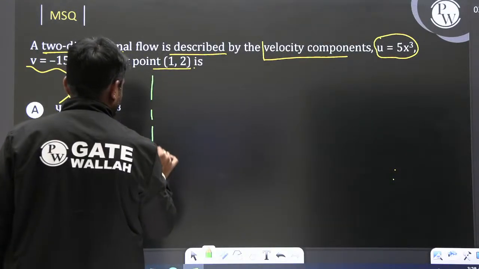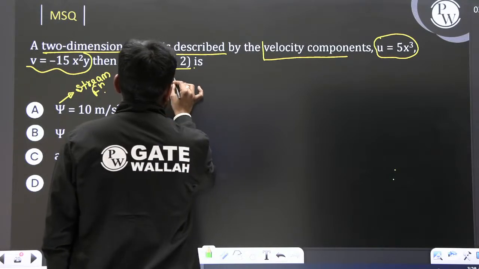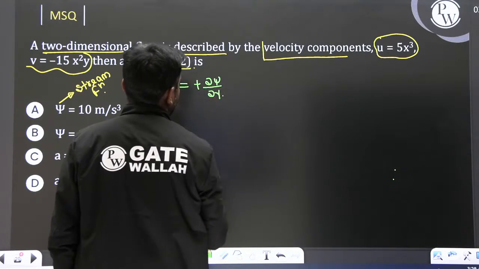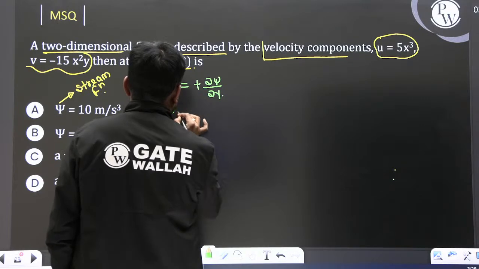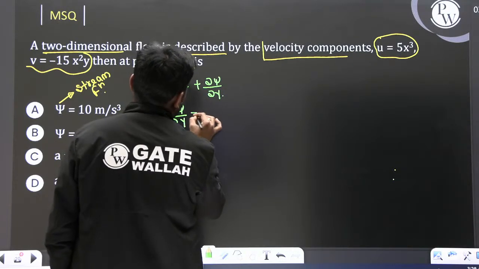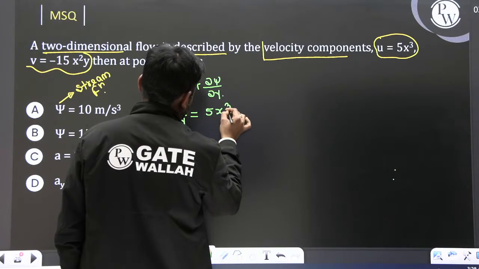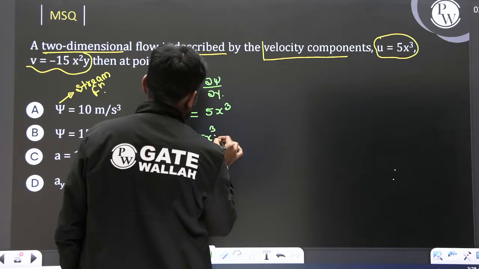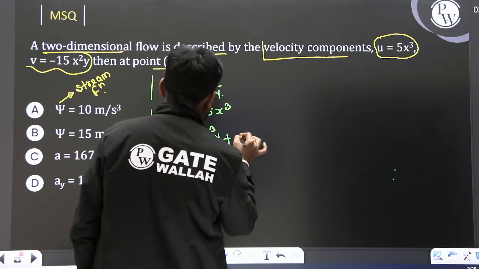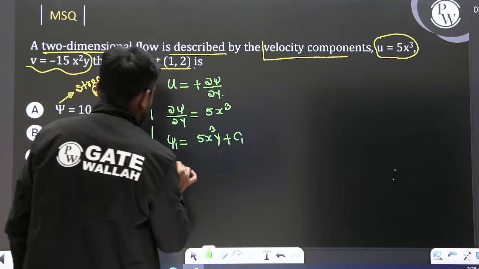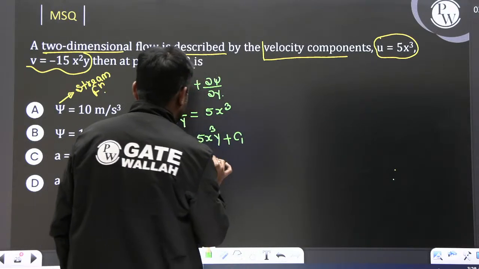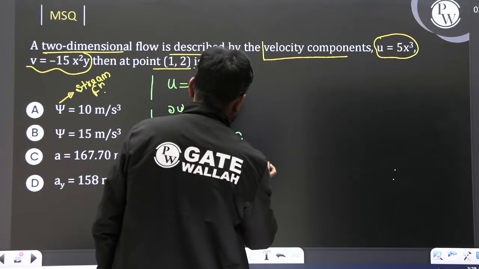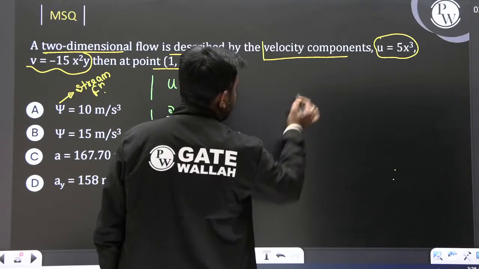We know that u is what? That is plus del psi by del y. And u is given as 5x. So if we integrate, we get 5 x cube y plus one integration constant c1. And you may say that this integration constant is a pure function of x. So let me take this as a pure function of x.